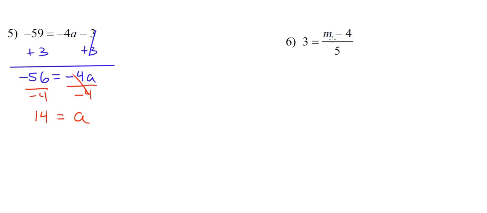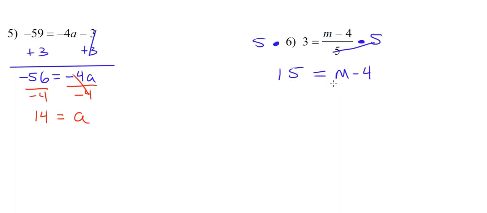Now, why is this a fraction? It's a fraction because m minus 4 is being divided by 5. So the way we undo this fraction is by getting rid of this 5. How do we undo division by 5? We multiply by 5. So we're going to multiply both sides of this equation by 5. On the right side, these 5's cancel each other out, leaving us with m minus 4. And on the left, 5 times 3 is 15.